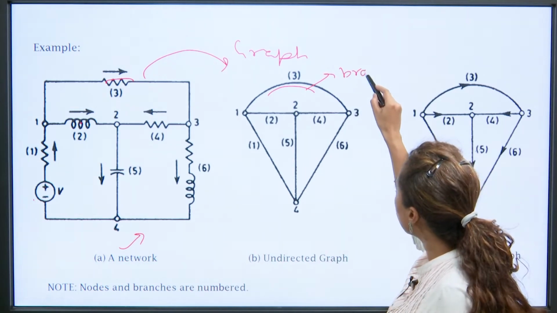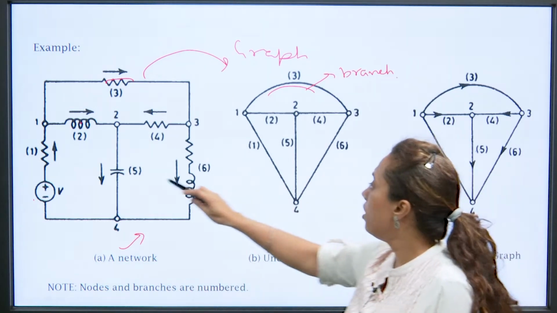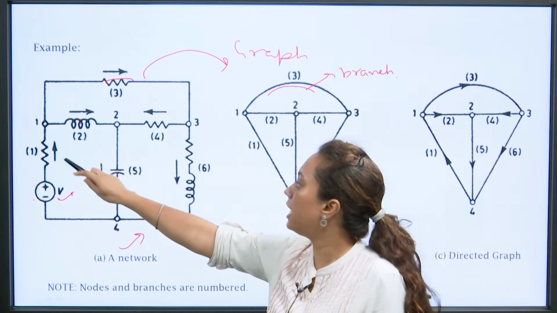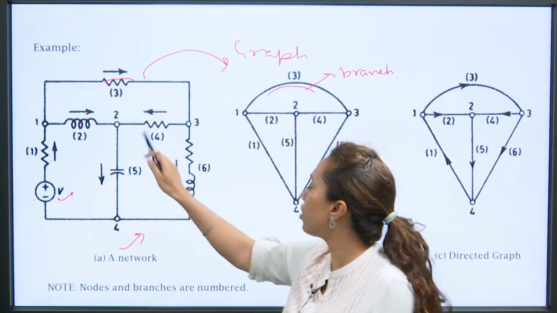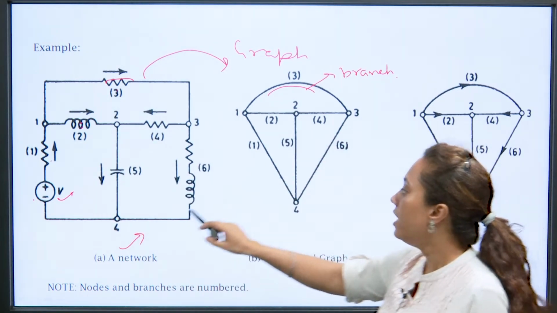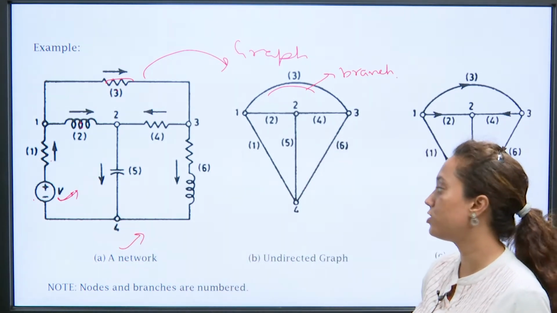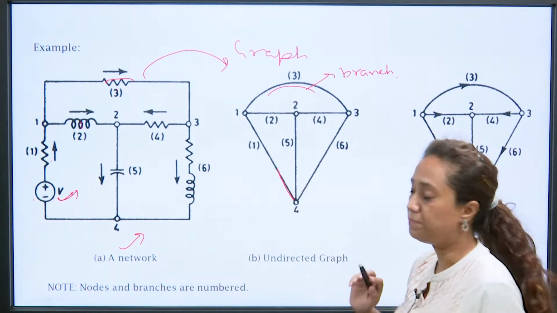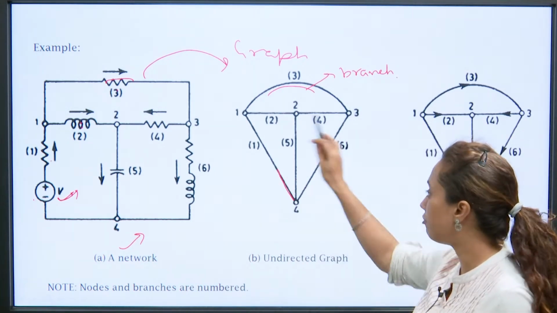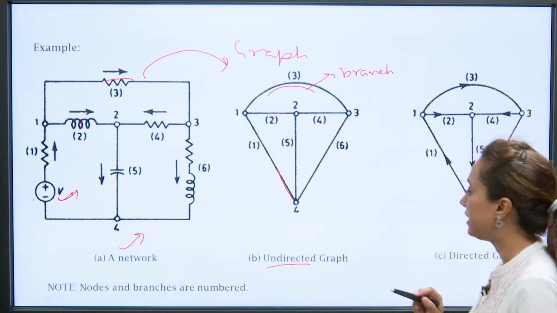Each element, see resistance, inductance, resistance, every element is shown by a line. Now this voltage source has to be replaced by its internal resistance, so it has been short circuited here. So this is the graph of it. Why is it called the undirected one?